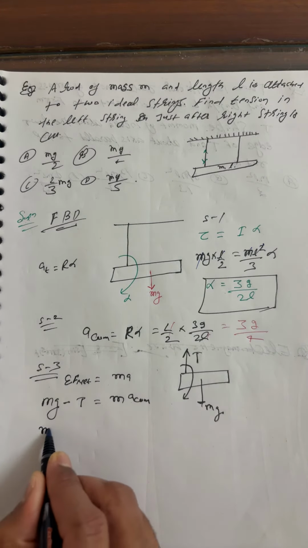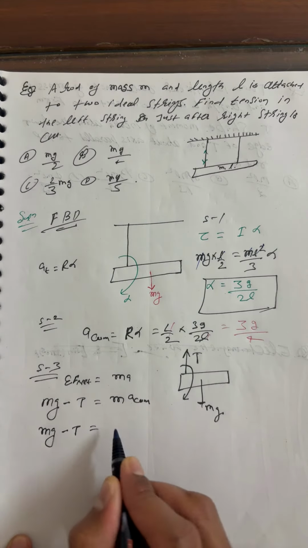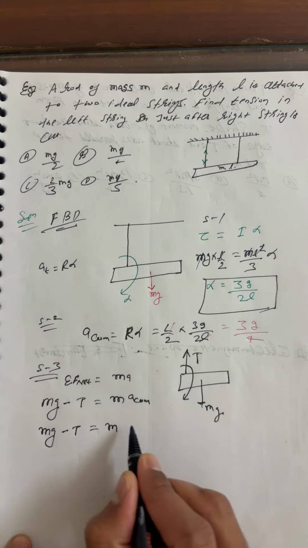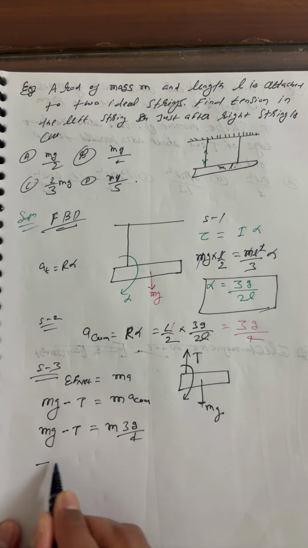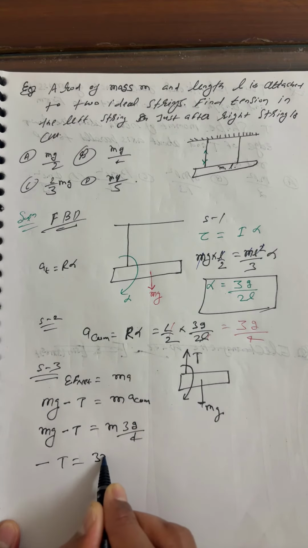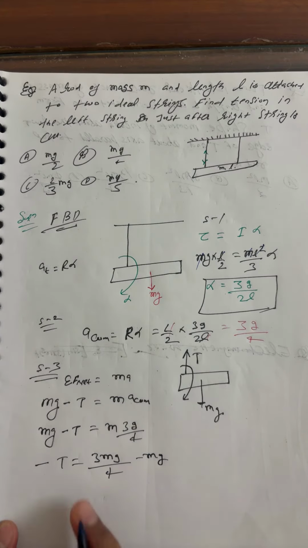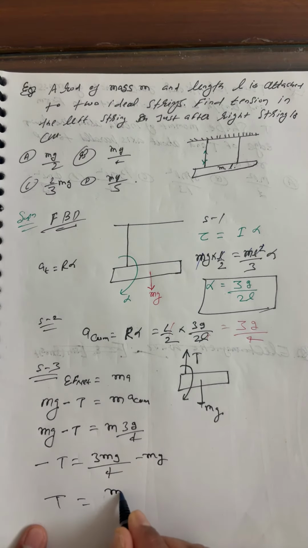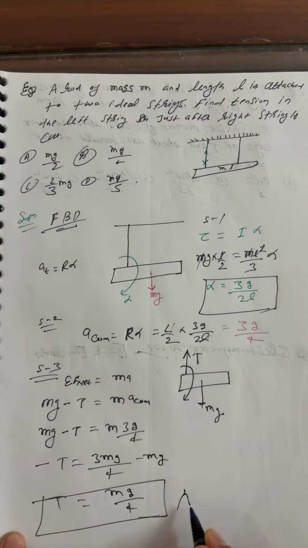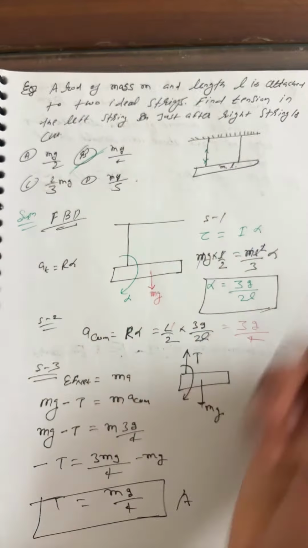Now mg minus T equals m into 3g by 4. Solving further, minus T equals 3mg by 4 minus mg, which is minus mg by 4. We will get T equals mg by 4. Which option is correct, my dear? You can say option B is correct.